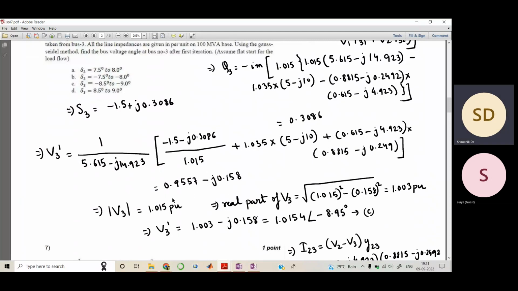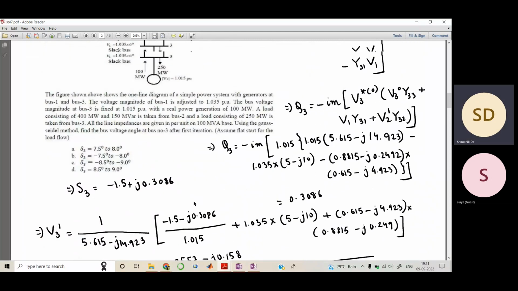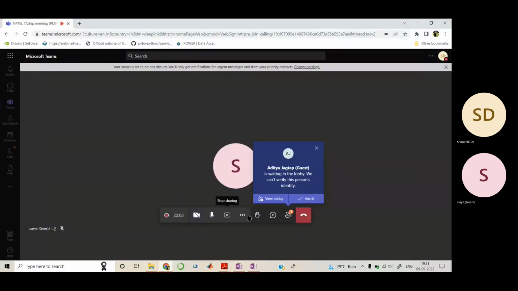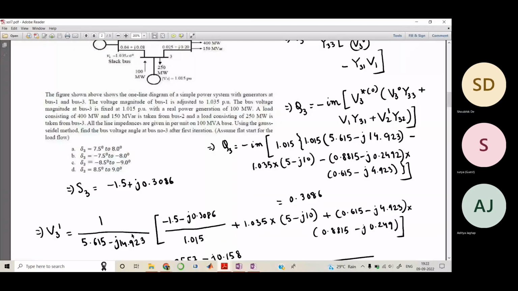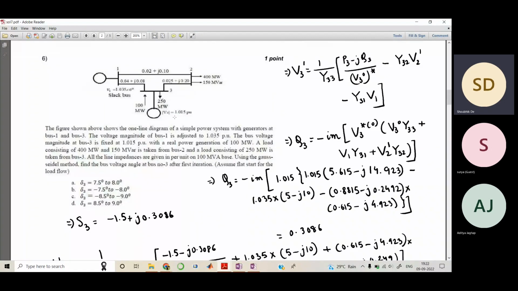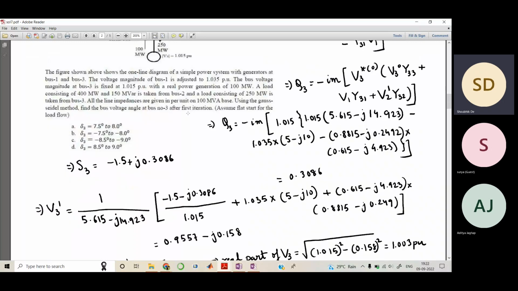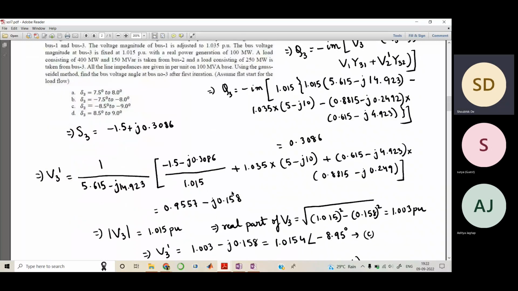Now here there is a catch. In this diagram you saw that the magnitude at bus 3 is 1.015, right? Now this must have some real term plus some imaginary term. This is what we got after calculating V3 after the first iteration.